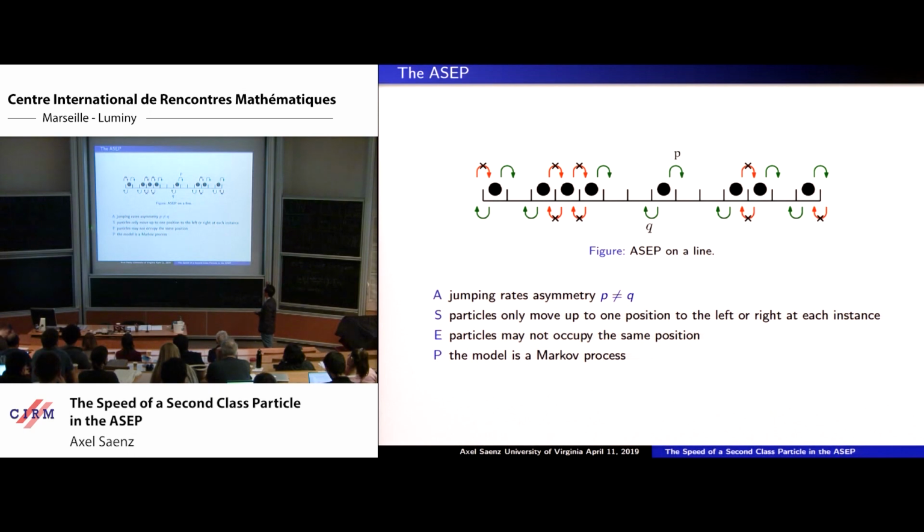And it's a continuous time Markov process. So the evolution of the particles is dictated by independent exponential clocks for each particle. And this is the usual colorblind ASEP model.